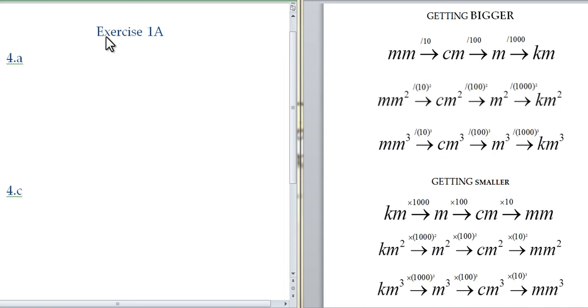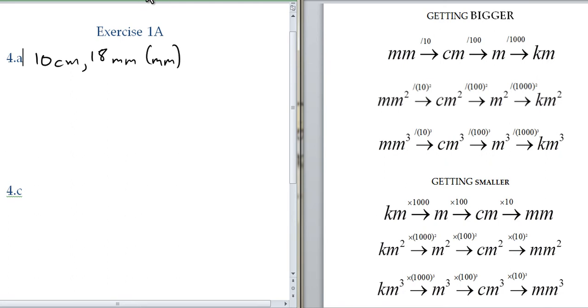In this video, we're looking at exercise 1A, question 4, looking at questions A, C, E, and G. So question 4A asks us to add together 10 centimeters and 18 millimeters, and then express the answer in millimeters.